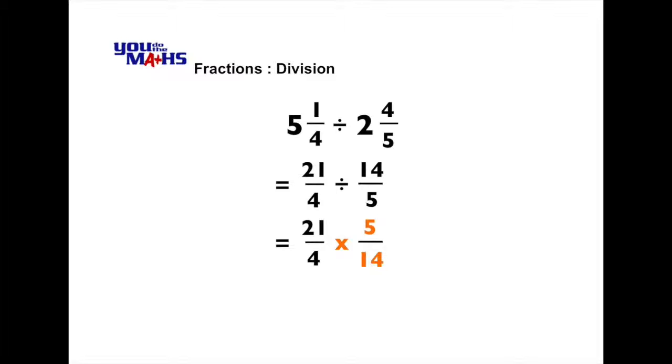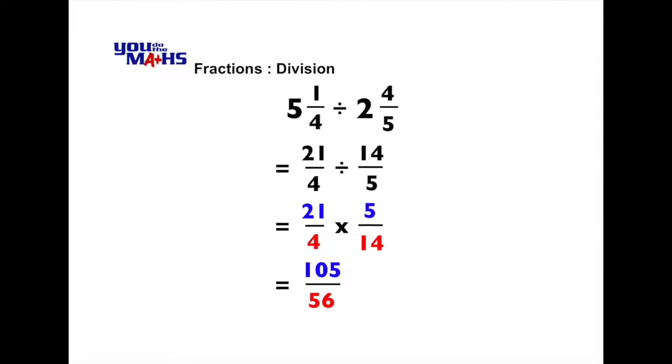We now do the multiplication process, which is to multiply across the top line, that's in blue, 21 multiplied by 5, which gives us 105, and across the bottom line, 4 times 14 equals 56.